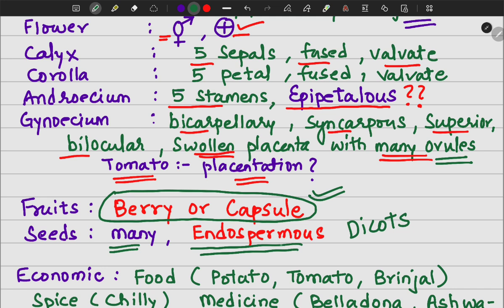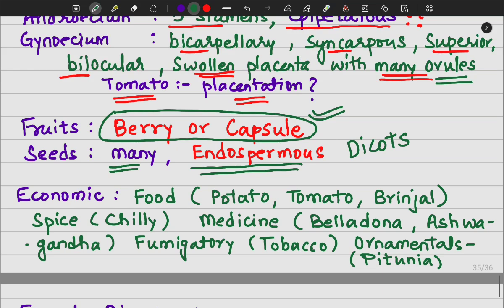So this is an exception, right? We studied that most of the dicot seeds are non-endospermic. Only one exception was there, which was castor. Castor is a dicot which is endospermic. Similarly, the plants of the Solanaceae family are dicots, but their seeds are endospermous. So all these exceptions are important, so you should remember them.